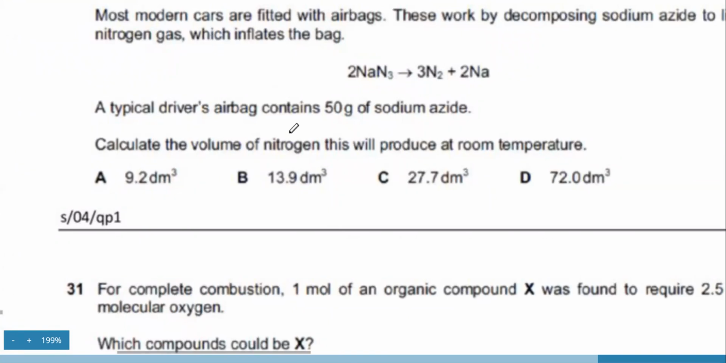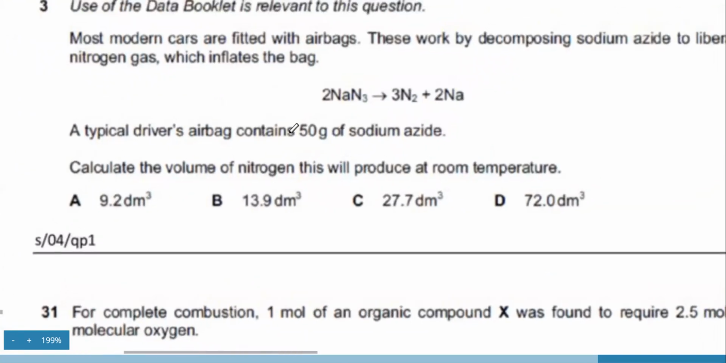Now you have to find the volume of gas, right? So you're given a typical driver airbag. This is, I think, sodium azide, NaN3, 50 grams, right? Yeah. And you're being asked to find the volume of nitrogen gas. You have to calculate the volume of nitrogen that this will produce. So find the moles of NaN3.